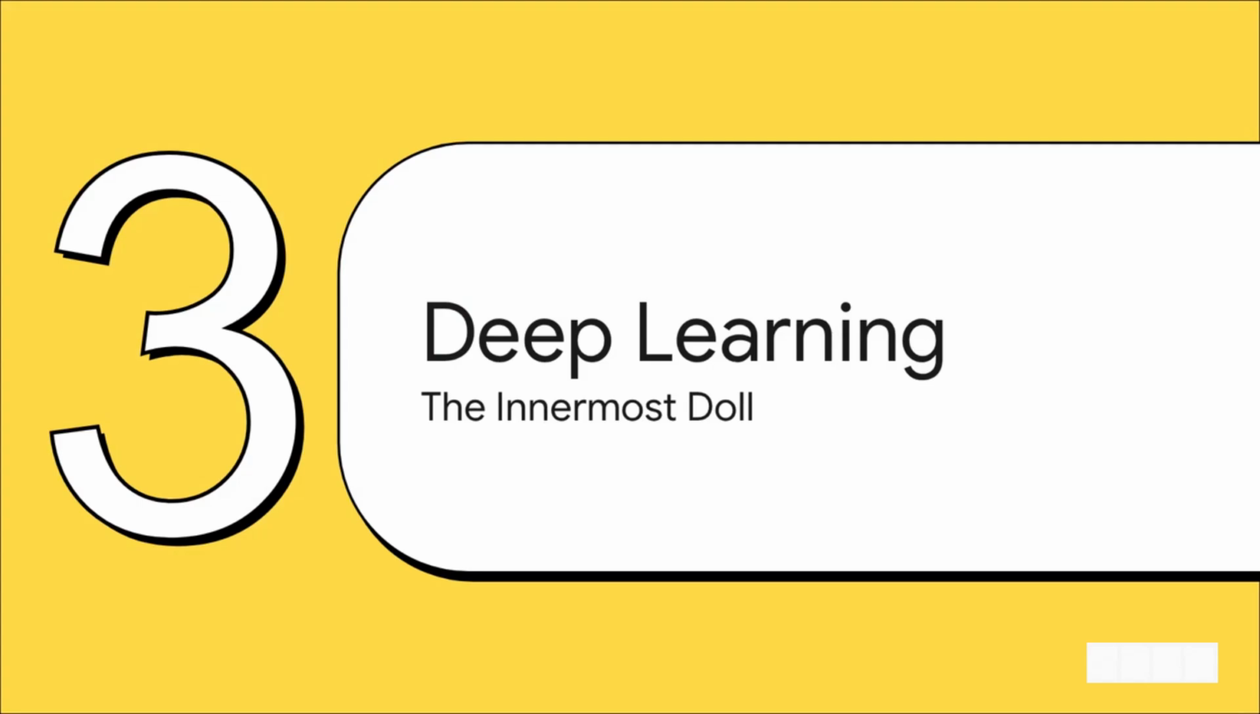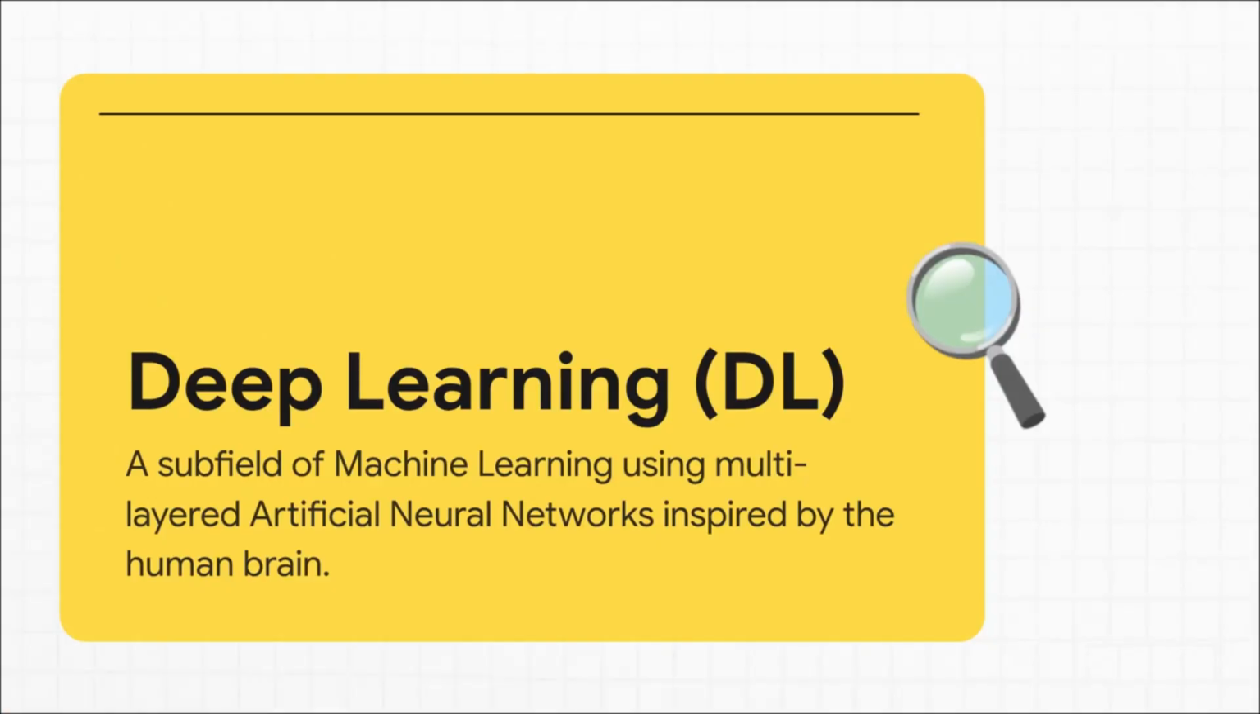Okay, it's time. Let's get to that innermost doll, the one that's really behind all the craziest breakthroughs we're seeing right now: deep learning. So, deep learning is a very specific and very powerful type of machine learning. Its secret weapon? Something called an artificial neural network, which is just a really complex system that's designed to work a bit like the interconnected neurons in our own brains.